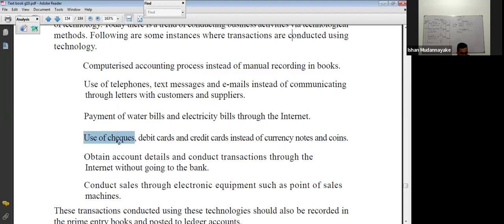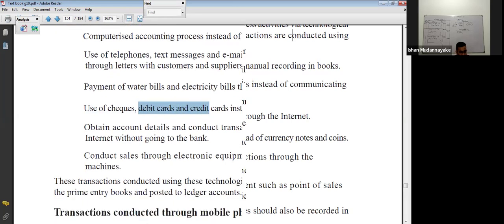Use of checks, debit cards, and credit cards instead of currency notes and coins. Debit card, credit card, these are called e-money, electronic money. In grade 11, chapter 1, we can discuss electronic money. Next one.